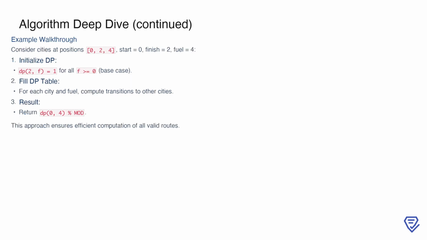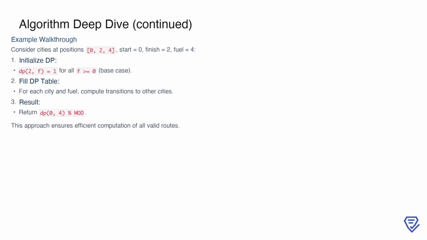To solidify our understanding, let's walk through an example. Suppose we have 3 cities located at positions 0, 2, 4, with the start city at position 0, the destination city at position 2, and a total fuel of 4. We initialize the dp table by setting dp[2][f] equal to 1 for all fuel levels f starting from 0, as reaching the destination with any fuel count is a valid route by definition.